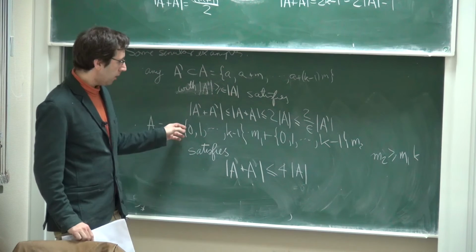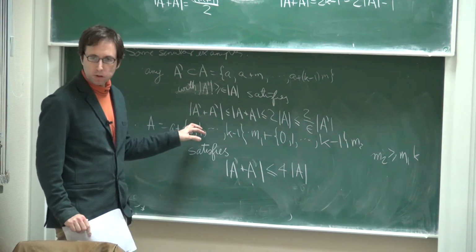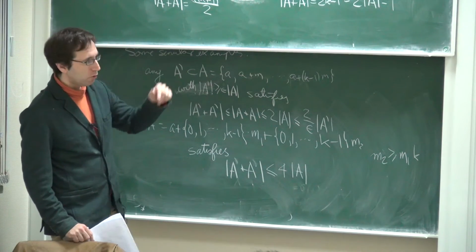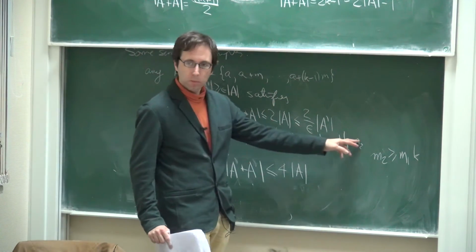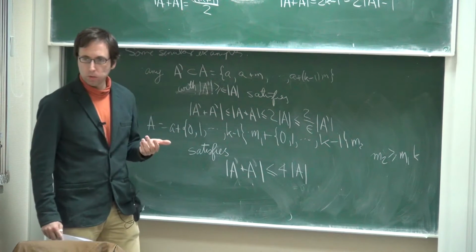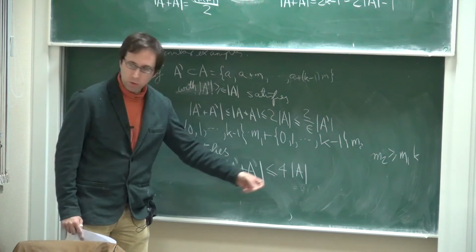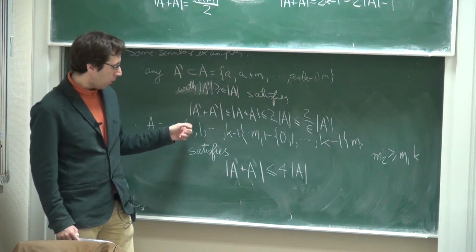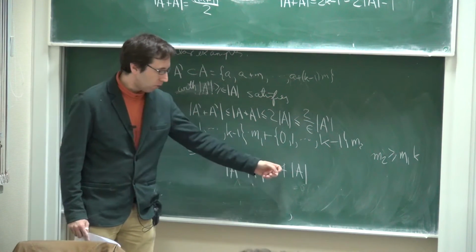And how do you see that? This is like an arithmetic progression, but two-dimensional, so to speak. There isn't just one modulus m, there are two moduli, m1 and m2. And it's going to have little growth, 4 rather than 2, for exactly the same reason as before. So why is A plus A at most 4 times A?